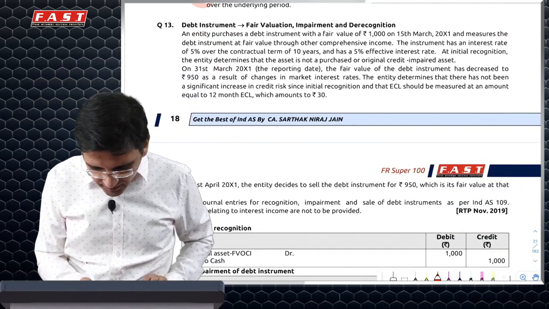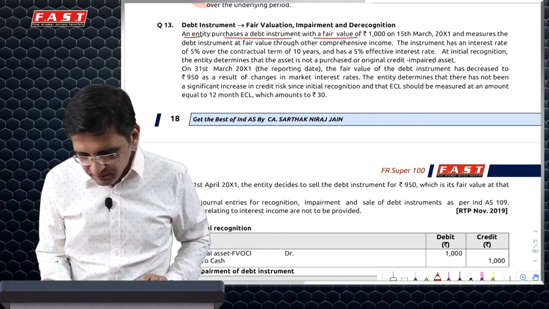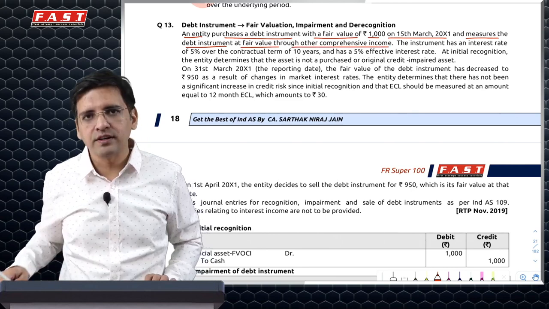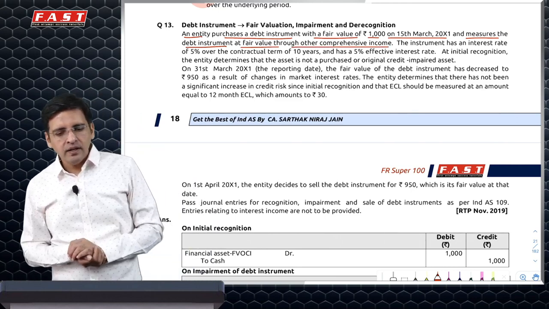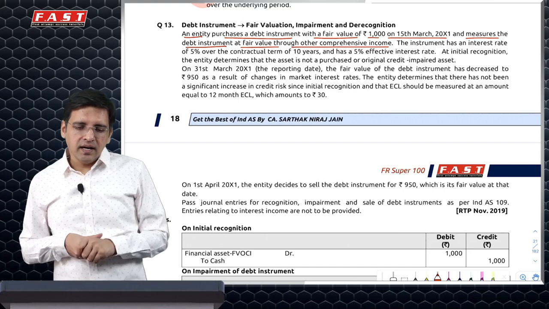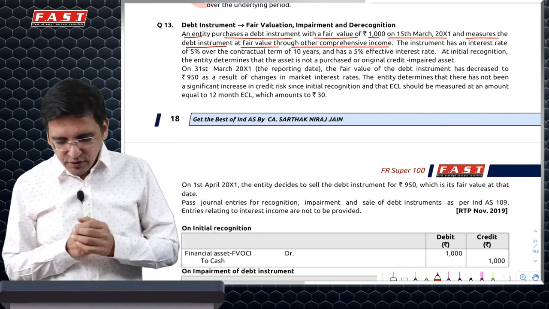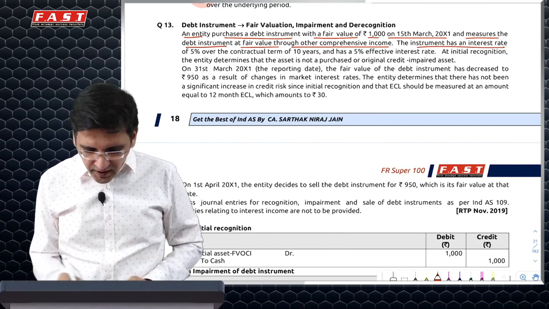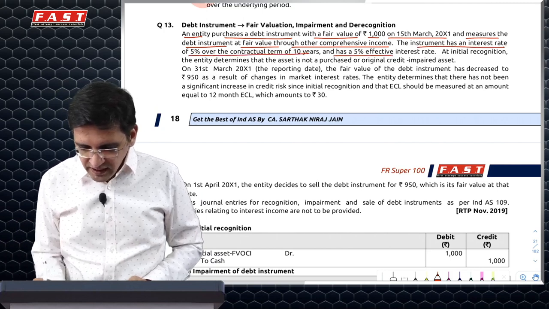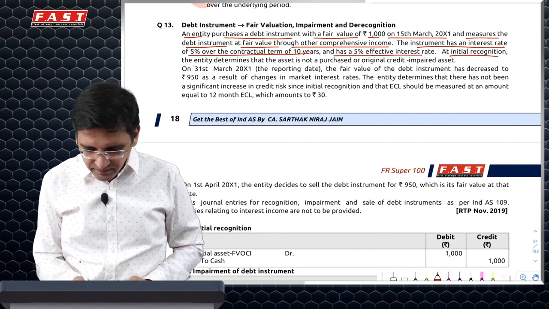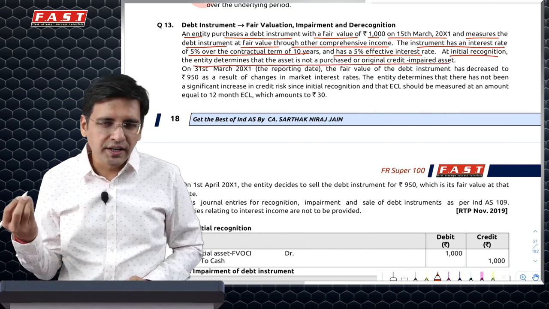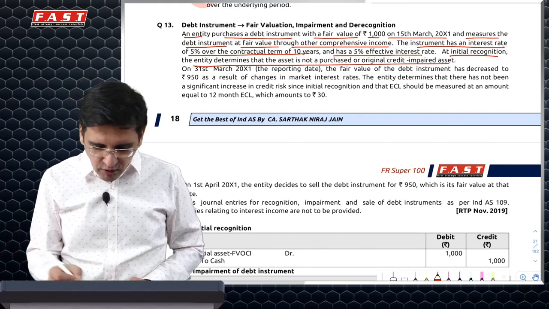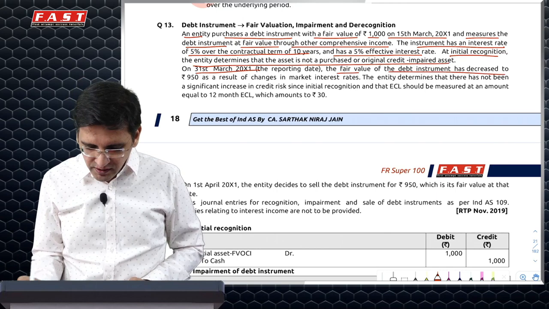Next, entity purchases a debt instrument with fair value of 1000 on 15 March and measures the debt instrument at fair value through other comprehensive income. So it says that I have purchased a debt instrument for $1,000 and it is FVOCI. Interest rate is 5% for 10 years and effective rate is also the same. It is not originally a credit impaired asset, so I don't have to do a lifetime impairment loss check. On 31st March, fair value has decreased to 950.